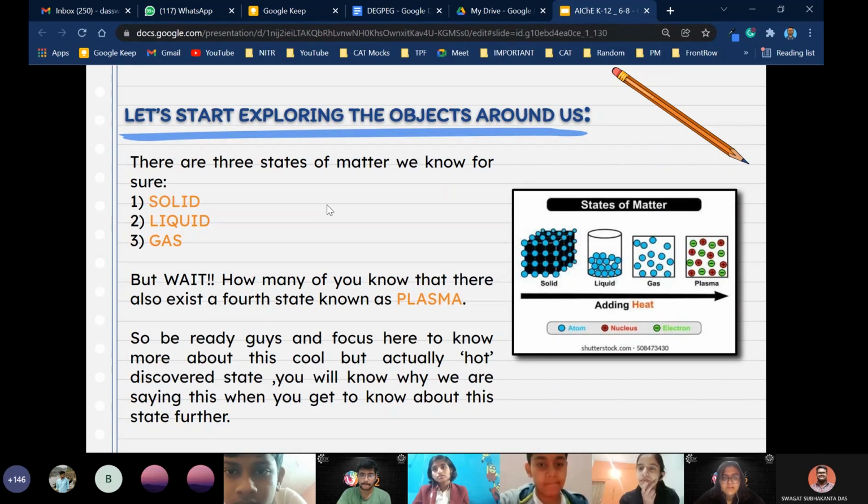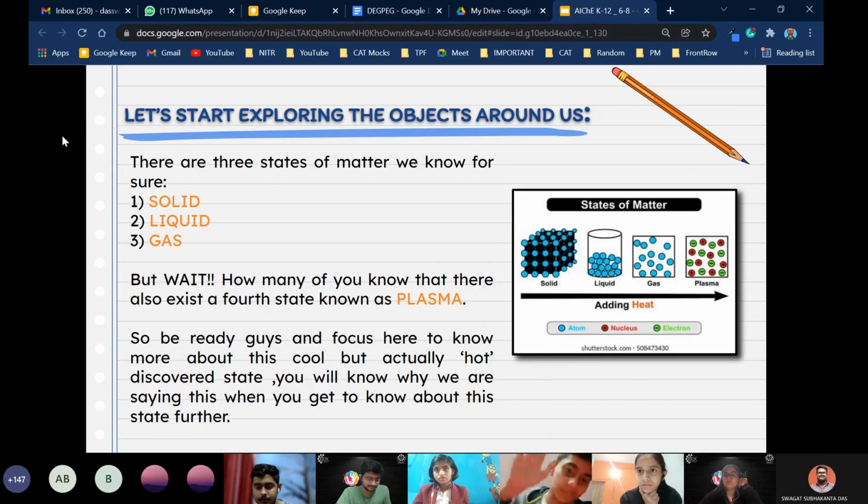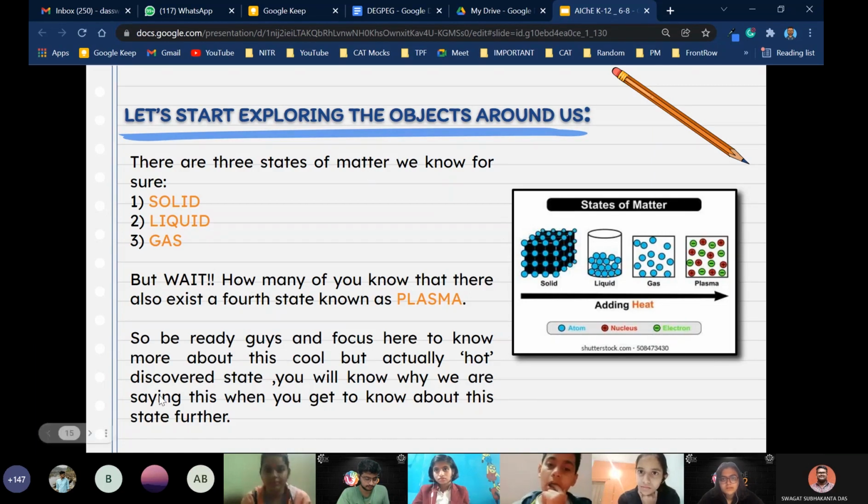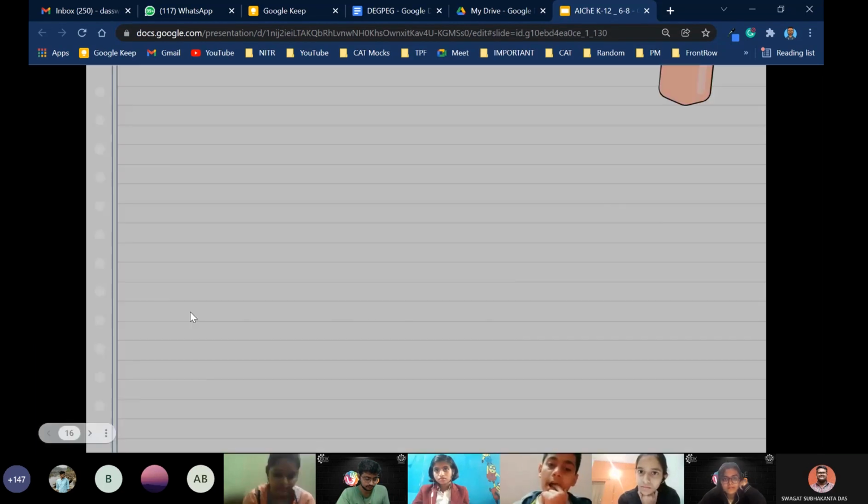Let's start exploring the objects around us. As you know for now, there are only three states of matter, which are solids, liquids, and gases. But wait, how many of you know that there is also a fourth state of matter, which is known as plasma? So be ready, guys, and focus here to know more about this cool but actually hot discovered state. You will know why we are saying this when you study about it further.